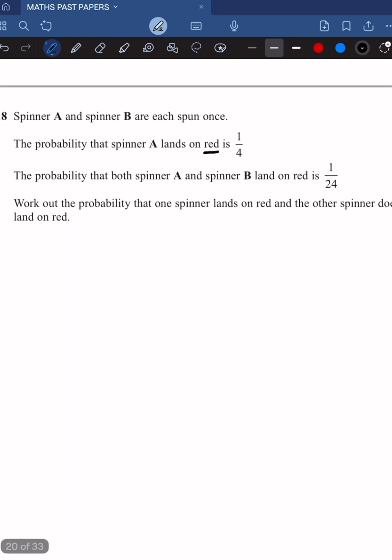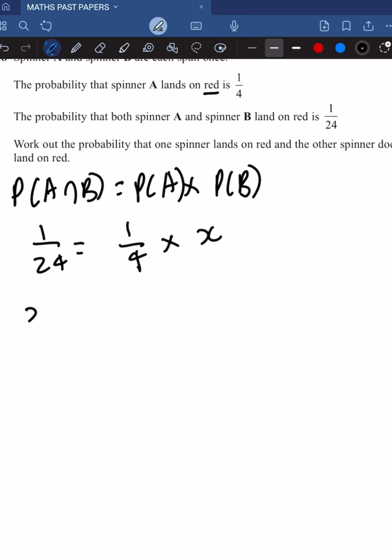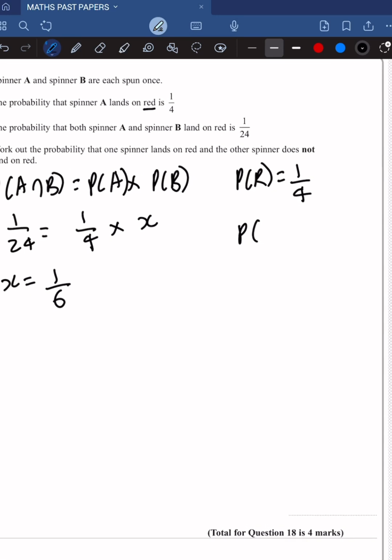Well, we know that the probability of A and B is the probability of A times the probability of B. Well, we know that 1 over 24 equals 1 over 4 times x. Now, of course, you know x is going to be equal to 1 over 6 because 6 times 4 is 24. So therefore, we can write it, probability of red on spinner A equals 1 over 4. Probability of red on spinner B is 1 over 6.